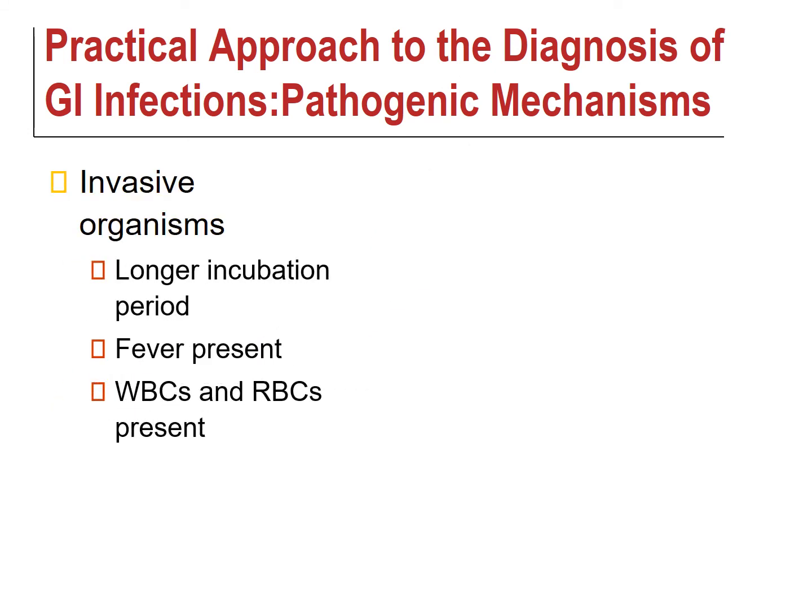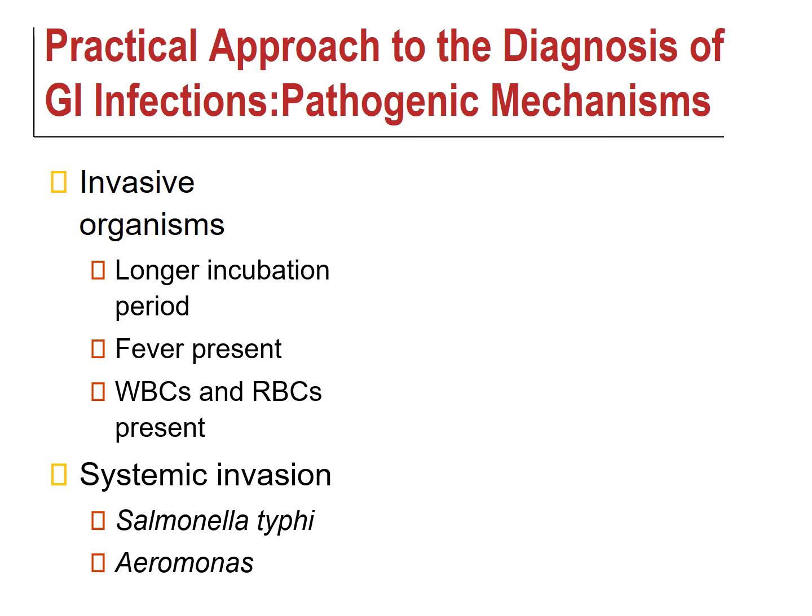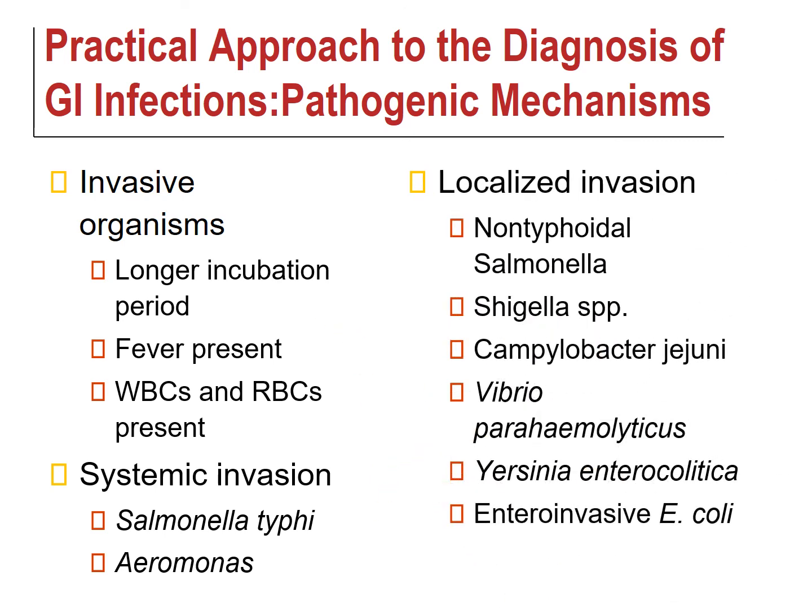On the other hand, a longer incubation period, fever, and inflammatory cells, including white blood cells and red blood cells, when present, indicate that the condition is caused by an invasive organism. The following are the most common causes of invasive forms of diarrheal infections. If the infection is localized, that is typical for non-typhoidal Salmonella, Shigella, Campylobacter jejuni, Vibrio parahaemolyticus, Yersinia enterocolitica, and enteroinvasive E. coli. While systemic invasion is usually produced by Salmonella typhi and Aeromonas.